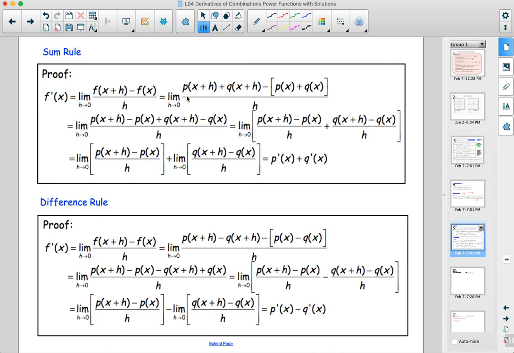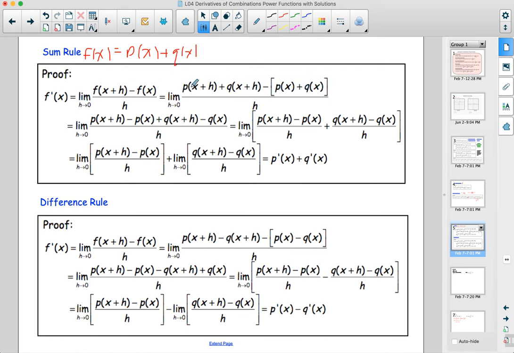This one is the sum and the difference. This one is our sum because we're adding here. We're adding here. This one is the difference because we're subtracting. So f is going to be p at x plus q at x. So f at x plus h would be p at x plus h plus q at x plus h minus f at x, which would be p at x plus q at x.